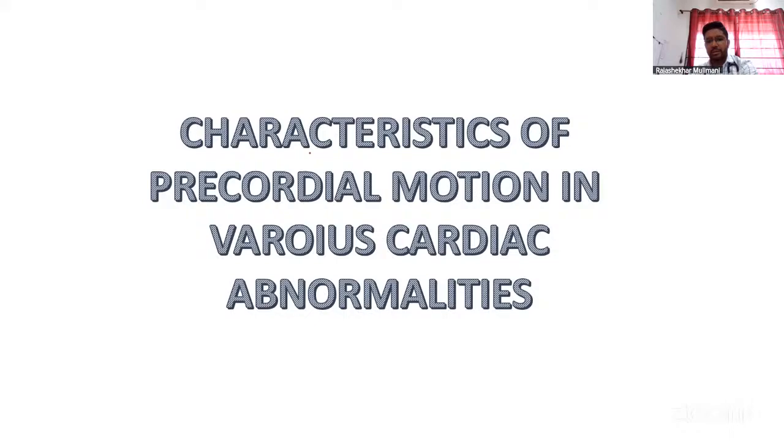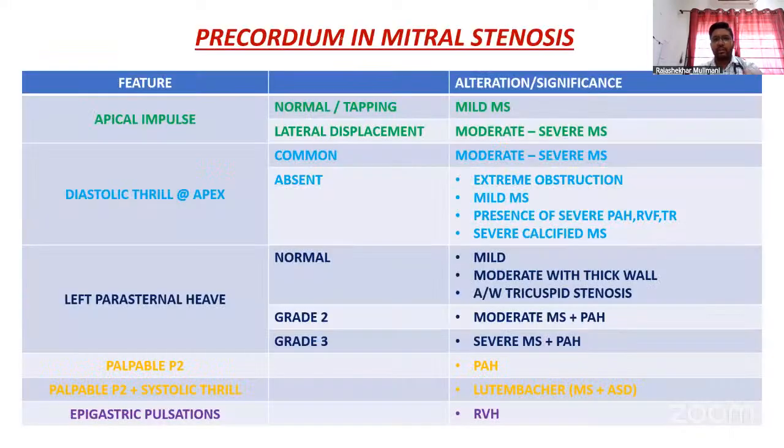So, for the summary aspect, I have summarized the precordial motion in some common cardiovascular diseases that are exam cases. What is the usual precordial finding in mitral stenosis? This depends again on the severity, the presence of pulmonary artery hypertension, the presence of coexistent regurgitation, and the presence of calcification. These are going to alter the precordial findings in mitral stenosis, whereas the apical impulse is usually normal or tapping in case of mild MS.